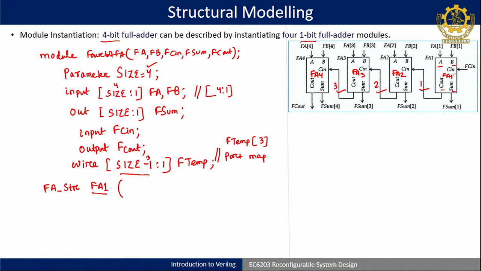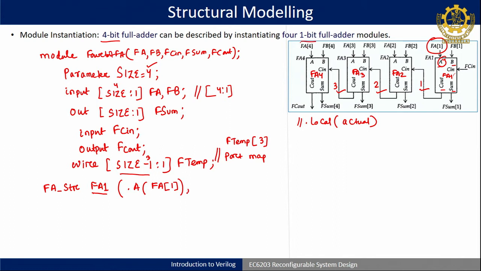The syntax for port mapping is like this: you write dot local, in brackets the actual. All these things will be inside the braces I have written here. Just imagine first, a is connected to where? fa1. So I will write dot a, and in this bracket it is connected to fa square bracket 1. I am mapping a here with fa1.